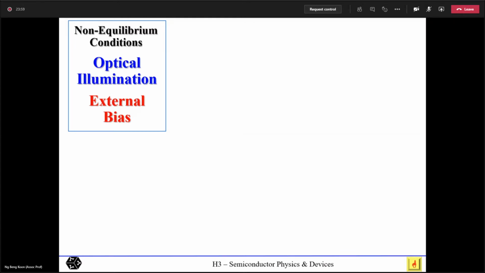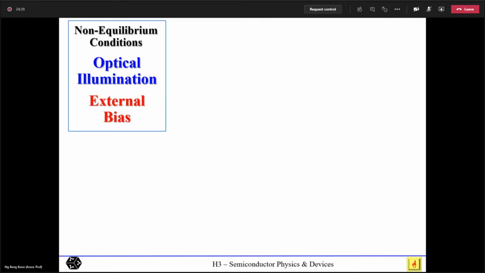Because in practice, when you use a semiconductor material in the form of a device, usually when you drive it and current starts to flow, the conditions are non-equilibrium. So we need to also know how to analyze these non-equilibrium conditions in semiconductors. And we mentioned two specific conditions that are commonly encountered in semiconductor devices.